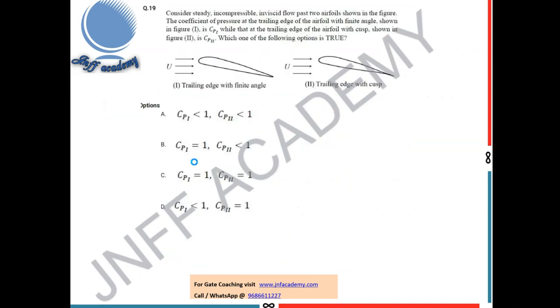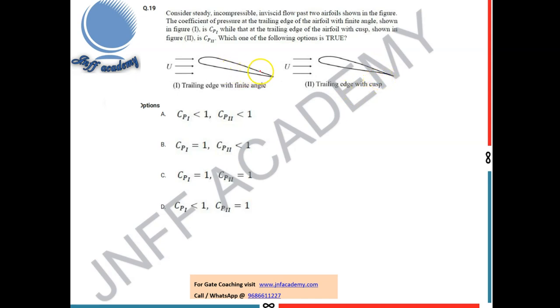Okay. Coming to the next question, it's a very straightforward question. They have given: consider a steady incompressible inviscid flow past two aerofoils shown in the figure. The coefficient of pressure at the trailing edge of the aerofoil with finite angle is shown in figure 1. And in figure 2 they have shown a cusped aerofoil, right?